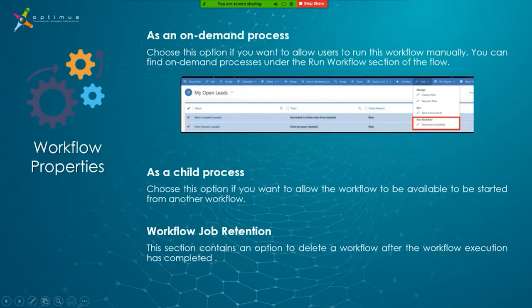After that, there is a functionality that was the idea of this webinar: you can configure a workflow as an on-demand process. When you configure a workflow as an on-demand process, on your screen, for example in leads, if you click in flows, you're going to find the workflow there because it's an on-demand workflow.